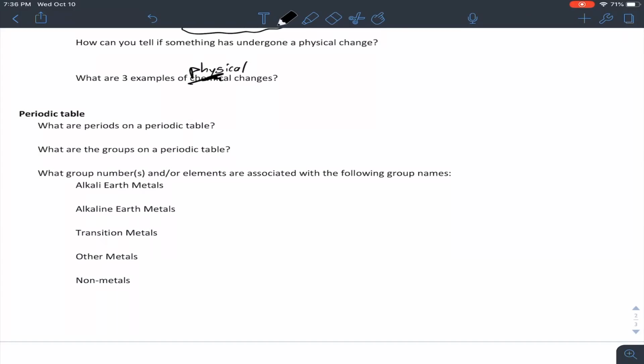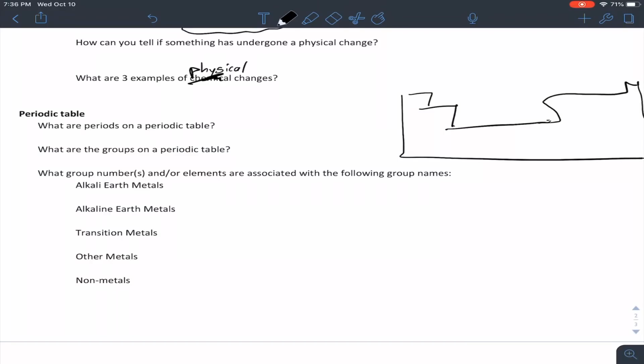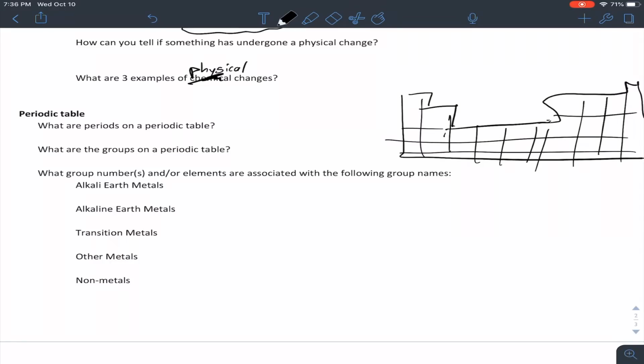All right, the periodic table is our next big group. So, what are periods on the periodic table? Well, if I draw a really bad representation of the periodic table, and it's not drawn to scale by any means, the periods on the periodic table are the rows.